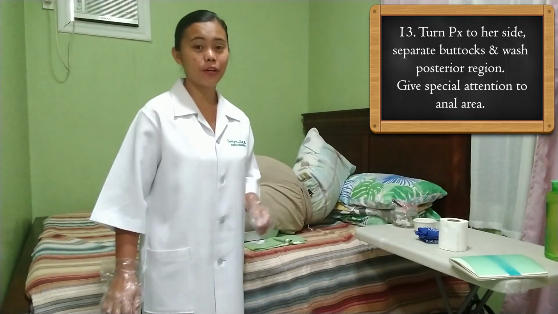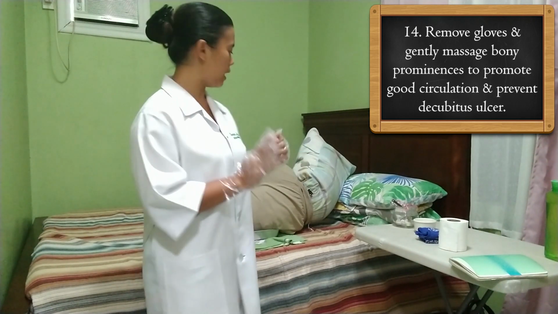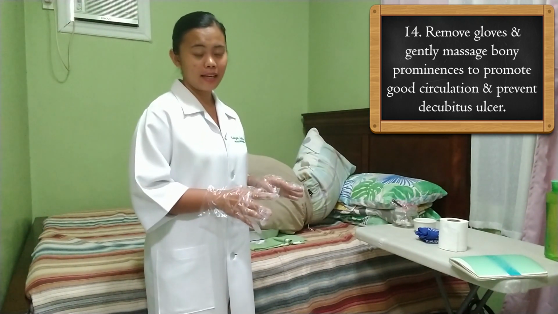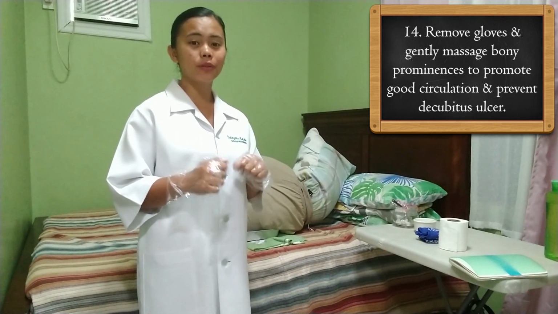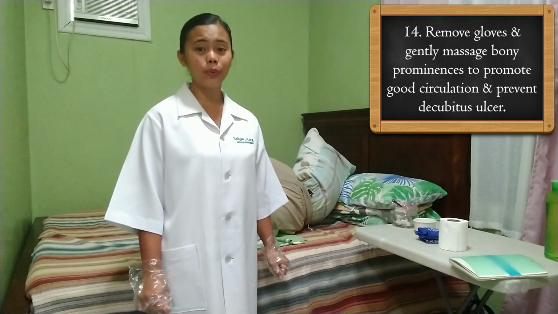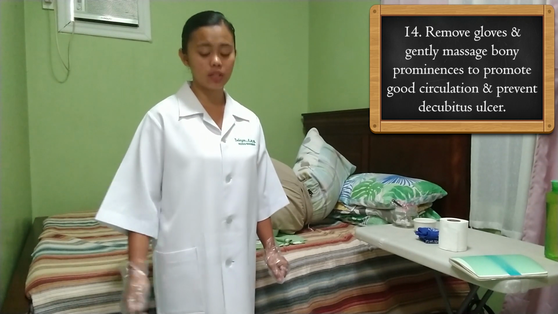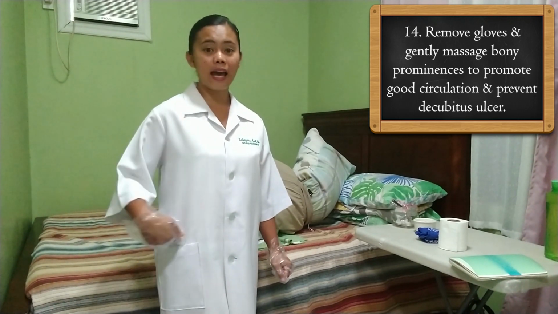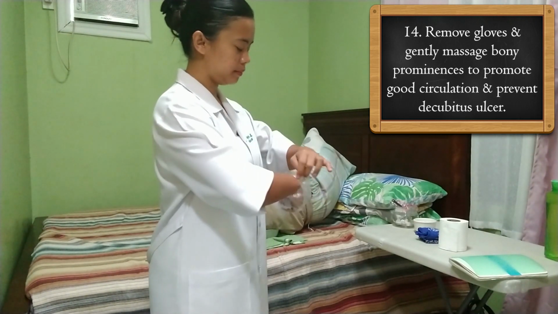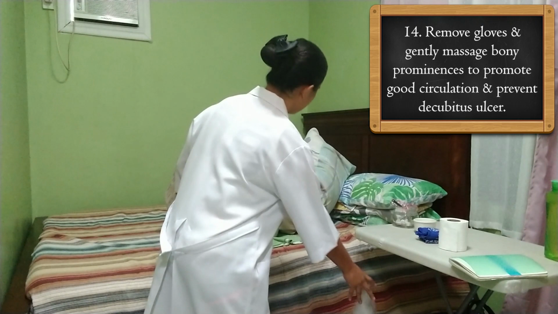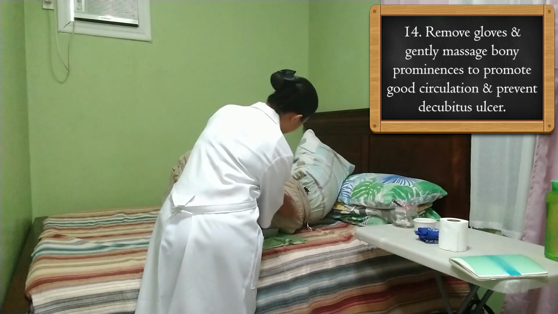After cleaning the posterior region of our patient, we may now remove our gloves and massage our patient's bony prominences, okay? Because that will prevent the decubitus ulcer and it will promote good circulation. The decubitus ulcer is very common among the bony prominences of our body, such as the heels, the hip, the sacrum, and the shoulder. So let's remove our gloves and massage, apply effleurage on our patient's bony prominences.